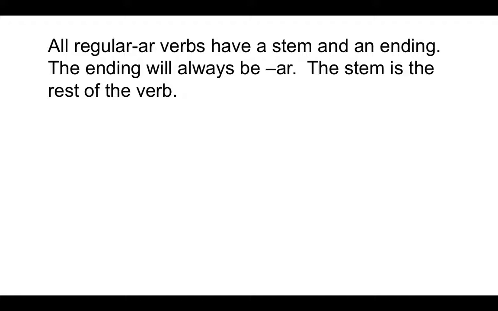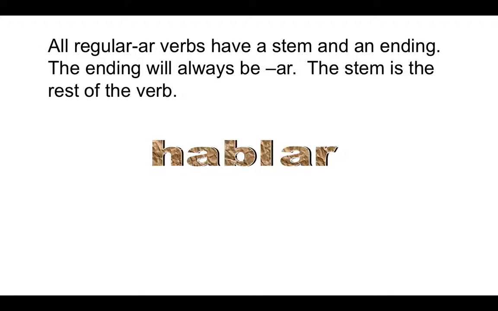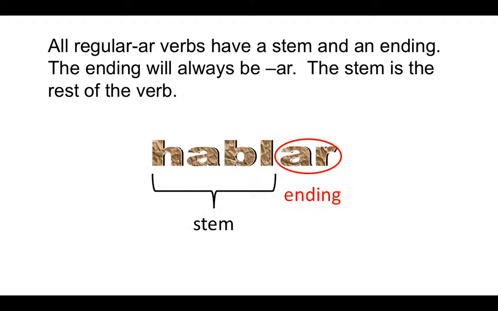All regular AR verbs have a stem and an ending. Just discussed that, right? The ending will always be AR. That's before it's conjugated. The stem is the rest of the verb. For example, here's the preliminary verb again, hablar. I'm looking at it, spelled H-A-B-L-A-R. The stem is habl and AR is the ending.